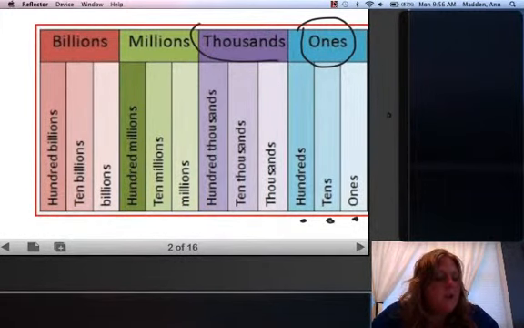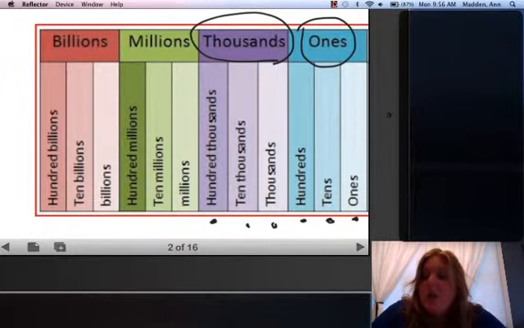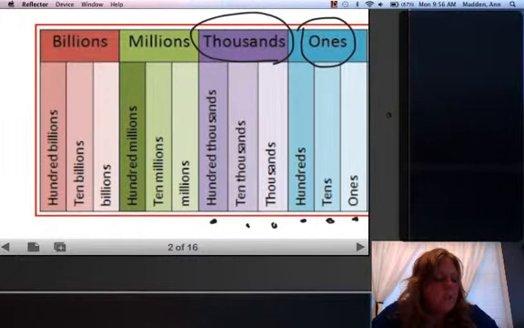Our next period is the thousands. We've got the thousands, the 10,000s, and the 100,000s. Each digit, 0 through 9, could sit in any of those sections. You'll notice a little bit of a pattern.